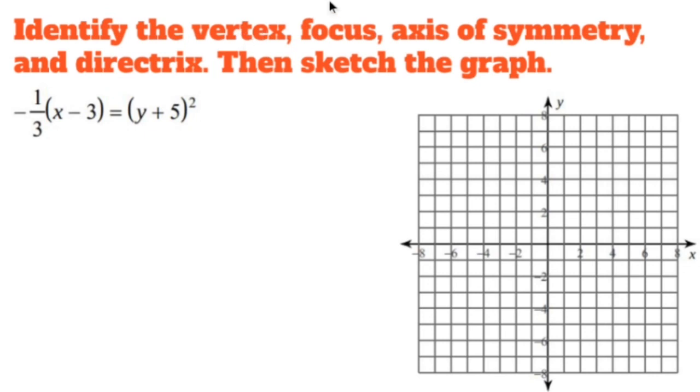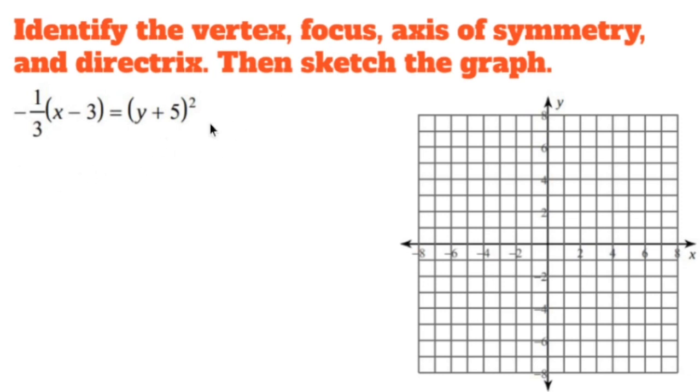Identify the vertex, focus, axis of symmetry, and directrix, then sketch the graph. First things first, we need to realize that this is a parabola because one of my x's is squared and one of my x's is not. But this is different because it's the y that's squared and the x that's not. So this is going to open sideways, and we have to figure out which way that sideways is going to go.